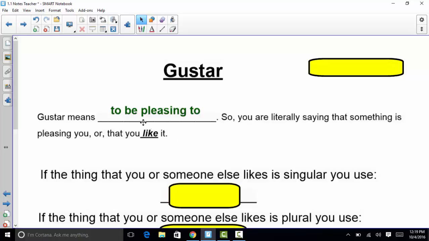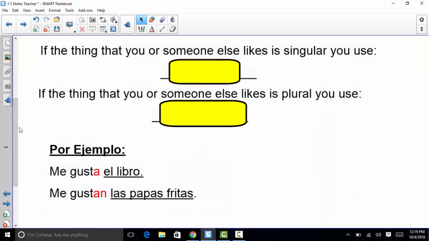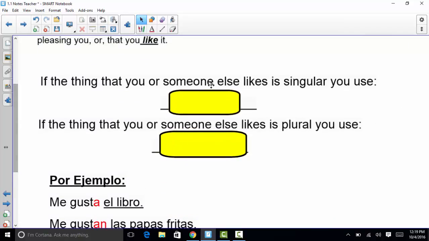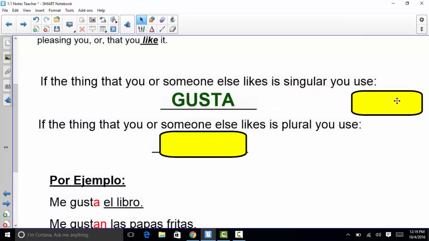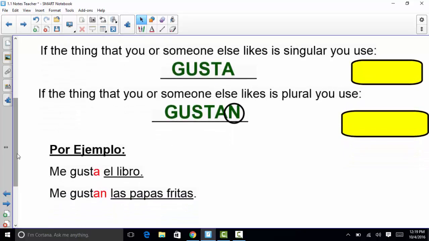So if the thing that you or someone else likes is singular, then you're going to use gusta. And if the thing that you or someone else likes is plural, you're going to use gustan. So, for example, down below, you see me gusta el libro and me gustan las papas fritas.